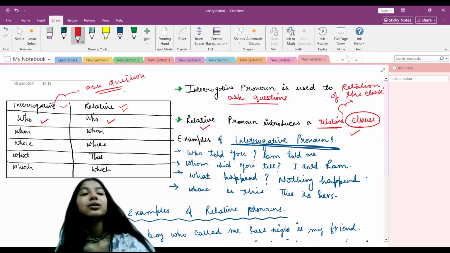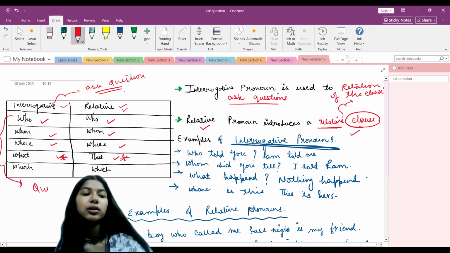So, who and whom, whose, and here what and that are a little bit different, so we are going to mark them with a little star, and which. Now, interrogative words we also call question words. Why? Because we always ask questions with these words.